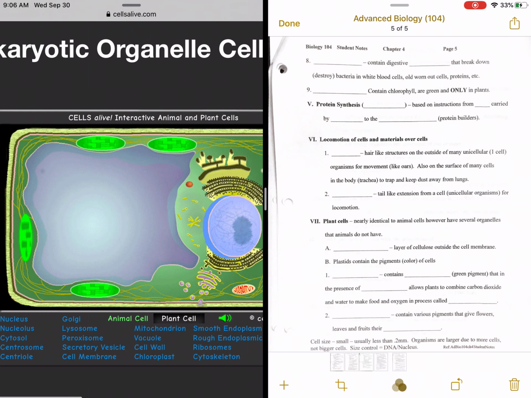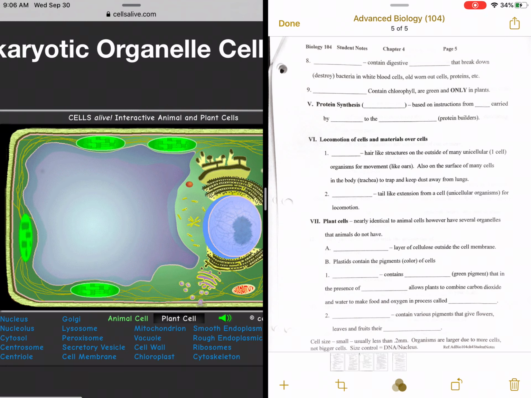Chloroplast contains chlorophyll. Again, I just talked about those. In the presence of light, it allows plants to combine carbon dioxide and water to make food and oxygen in a process called photosynthesis. Chromoplast contains various pigments that give flowers, leaves, and fruits their color. So again, chromoplasts are a type of plastid, and chloroplasts are a type of plastid. Chromoplasts are the different colors, chloroplasts are green.